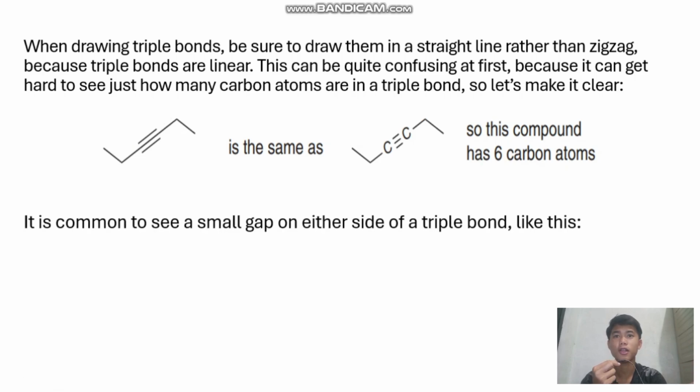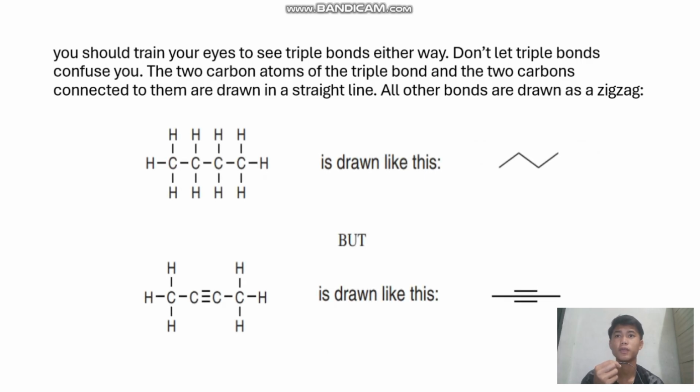It is common to see a small gap on either side of a triple bond like this. So this compound with a triple bond is the same as this. You should train your eyes to see triple bonds either way. Don't let triple bonds confuse you. The two carbon atoms of the triple bond and the two carbons connected to them are drawn in a straight line. All other bonds are drawn as zigzag. Excuse me. So a compound like this is drawn as this.